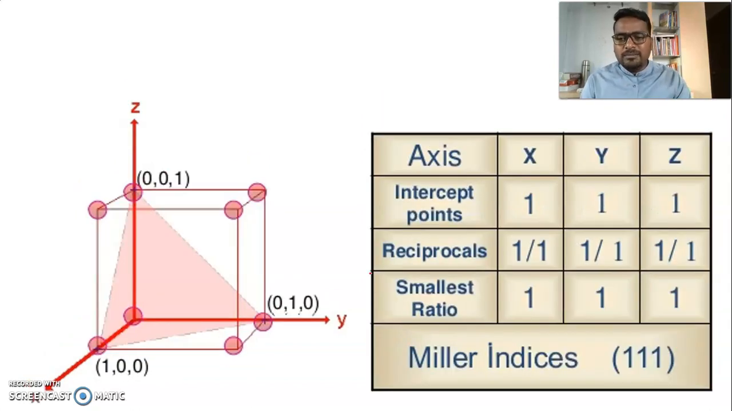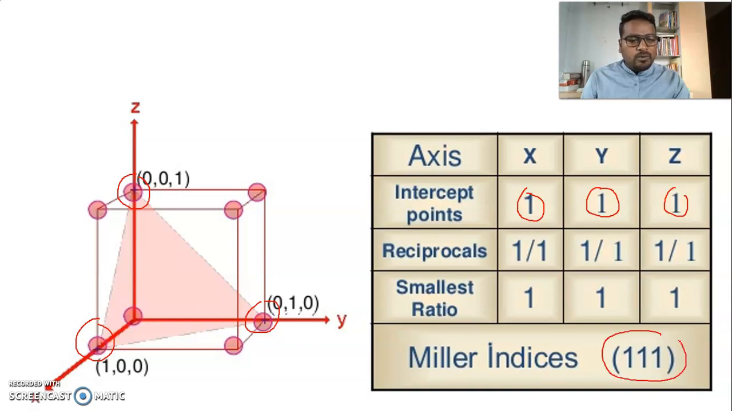Let us consider another example. Observe the diagram carefully, dear students. Here the plane intersects along the x, z and x, y directions. So in all directions the unit intercepts are 1 1 1, and if you take the reciprocal and simplify, you will get 1 1 1. If the Miller indices are 1 1 1, it means the plane intercepts at equal distance along the x, y and z directions. In the next class I am going to continue the calculation.